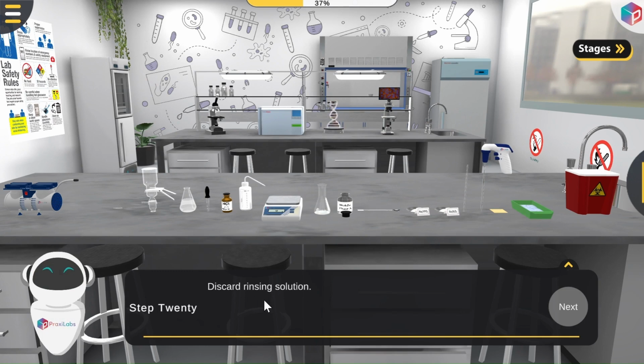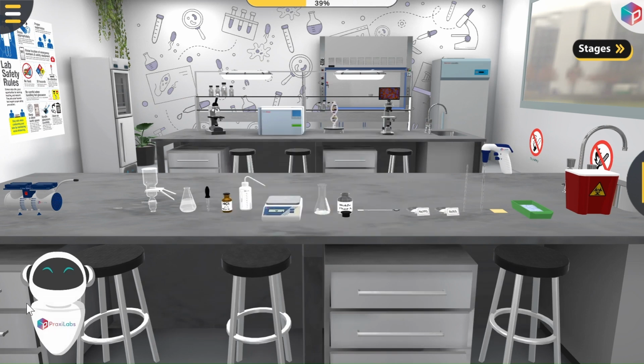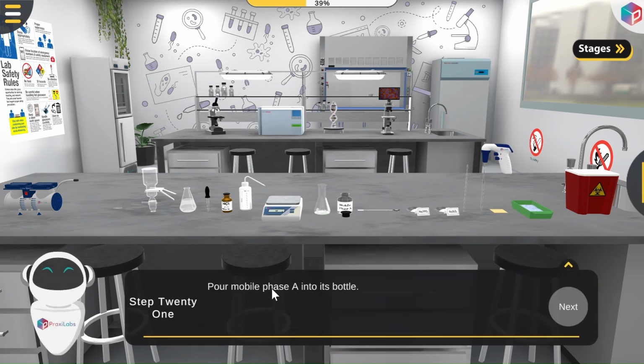Step 20. Discard the rinsing solution. Repeat the rinsing of the mobile phase A bottle twice. Step 21. Pour the filtered mobile phase A into its bottle.